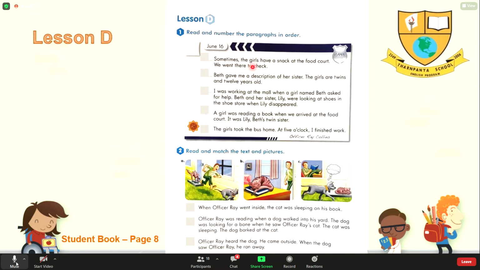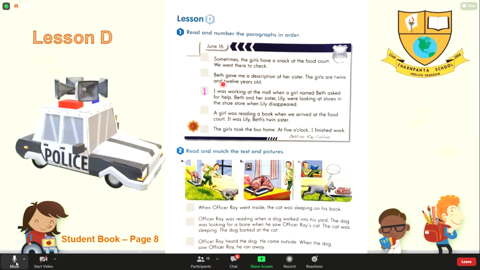Somebody, I think you're still sleepy. I'll show you. The first one. Then you have to tell me number 2 now, okay? The first one. I was working at the mall when a girl named Beth asked for help. Beth and her sister Lily were looking at shoes in the shoe store when Lily disappeared. Who can tell me which one is paragraph number 2 now?